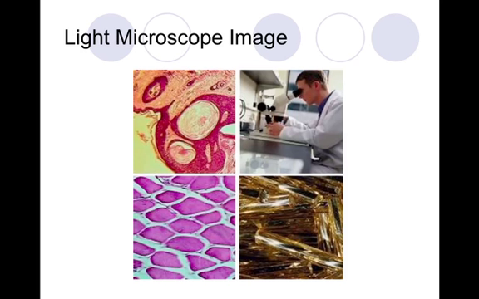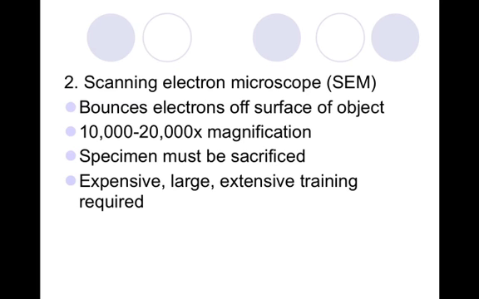Here's an example of some of the things that we can see, and these kind of look like the cells that we will have looked at if you're doing this at the end of the chapter, or we will look at. Next is a scanning electron microscope.